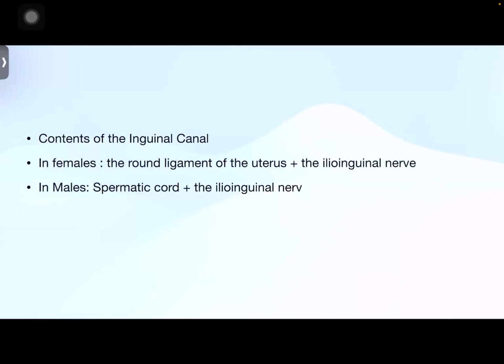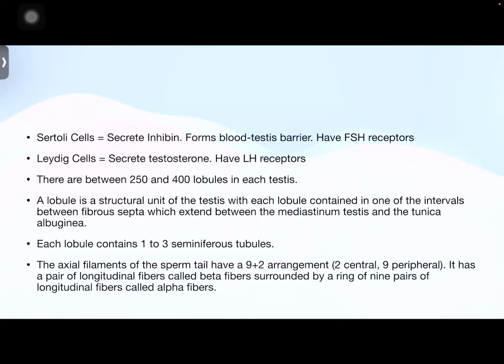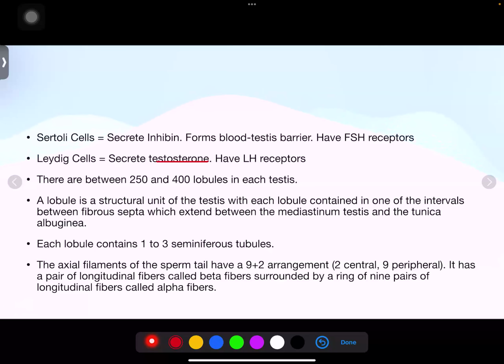Okay, so next is what testicular cell type secretes testosterone? That's a very easy question. You all know: myoid, interstitial, Sertoli, Leydig, germ. So the Leydig cells actually secrete testosterone. Now, a few descriptions: Sertoli cells secrete inhibin, they form the blood testis barrier and they have FSH receptors. And Leydig cells secrete testosterone and have LH receptors. So FSH receptors are present on Sertoli cells and LH receptors on Leydig cells. So L, LH, Leydig cells, L.